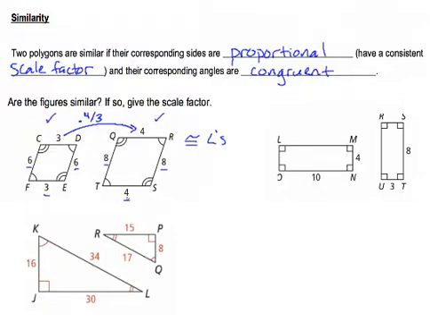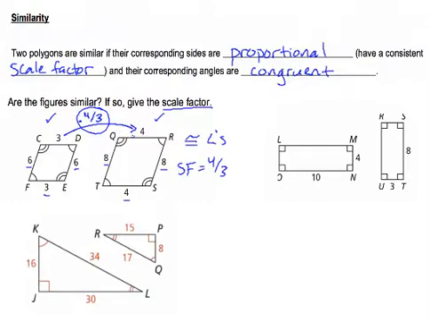Because there is a consistent scale factor here, and all the angles are congruent, I can say these two figures are similar. So it did ask for what is the scale factor. Well, the scale factor here I just found. The scale factor is 4/3 when we're going from the small figure to the large figure.